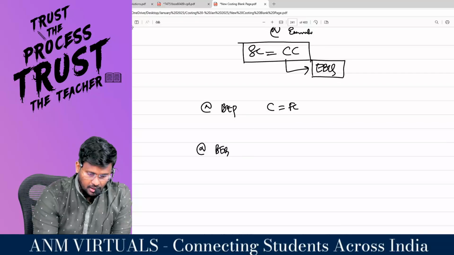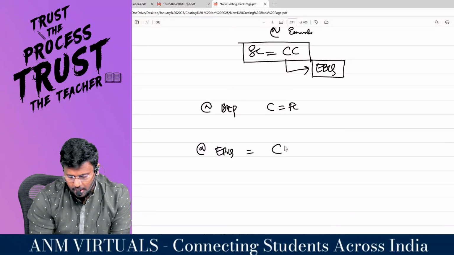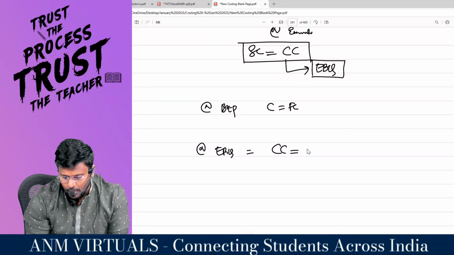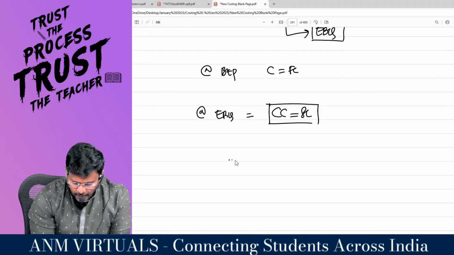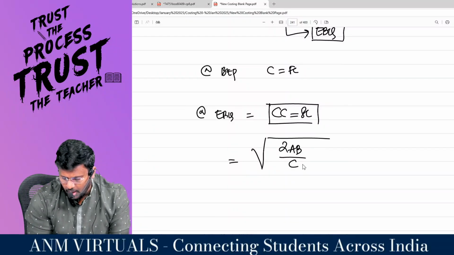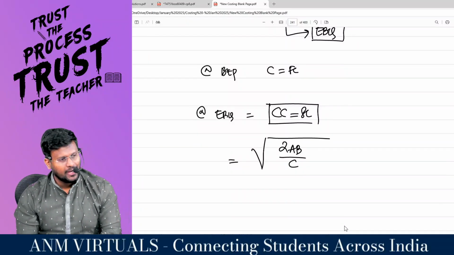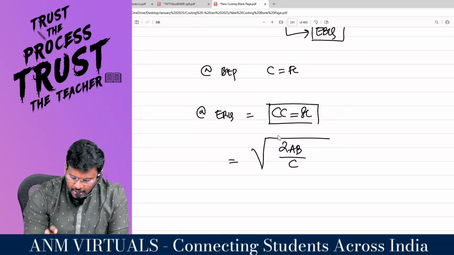Sir, EBQ, what is EBQ? Economic batch quantity: my carrying cost will be equal to the setup cost. Are you all really with me? This has been derived by a formula, root of 2AB divided by C. How that root comes, how that 2 comes, A comes, B comes, C comes, everything I will explain.